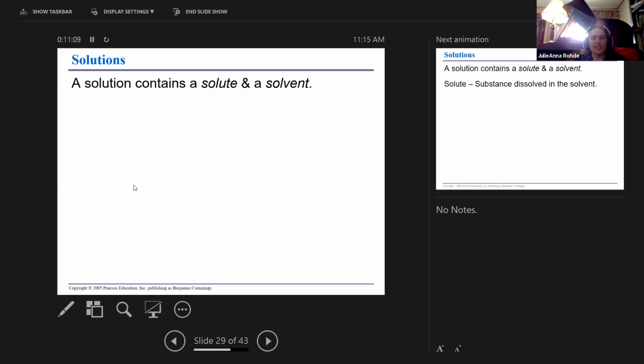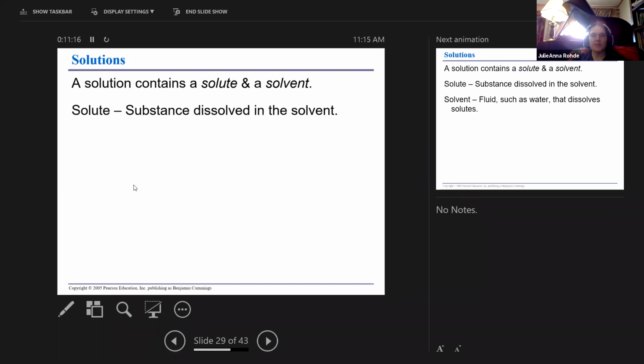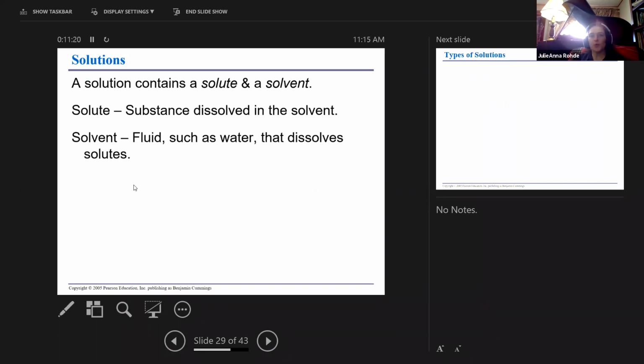So a solution is a solute and a solvent. Solute is the substance that's dissolved in the solvent, and solvent is the substance doing the dissolving. Here it says a fluid, such as water, that dissolves solutes. And generally speaking, that's the case. And for this class, you can say that a solute is a solid and a solvent is water. Okay, so you're dissolving some solid like salt or sugar in water, the solvent.